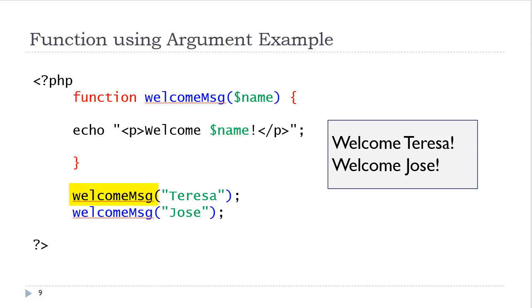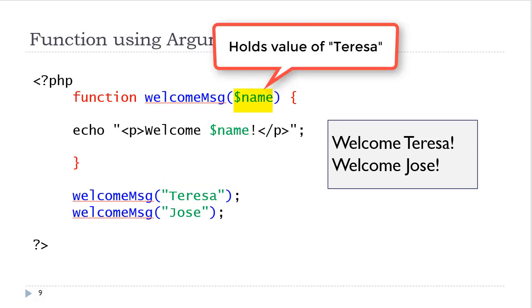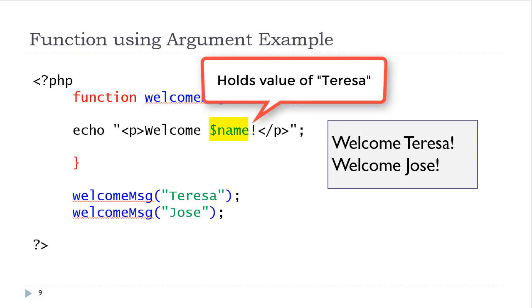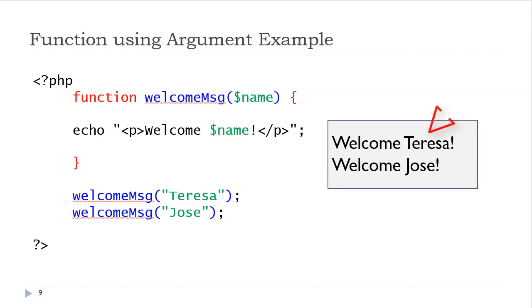When I call the function the first time, welcome MSG, and I pass it the value of Teresa, notice that is a string, so it needs to be in quotes. It is passed to the function, and the argument $name now holds the value of Teresa, so in the echo statement, where we have the variable $name, it will hold the value of Teresa, and you can see on the right-hand side the result that you would see in the web page.